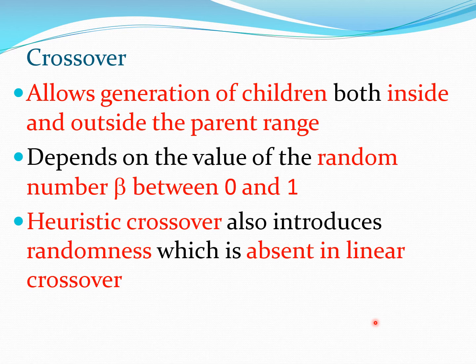So this heuristic crossing will let you generate children both inside and outside the parent range. And depending on the value of the random number beta between 0 and 1, you can get a plethora of points which you can use to solve this problem. So heuristic crossing also introduces randomness, which was not present in the linear crossing, which we discussed before. So that is again always good whenever you are dealing with stochastic optimization methods, is that you should take advantage of randomness during the definition processes.